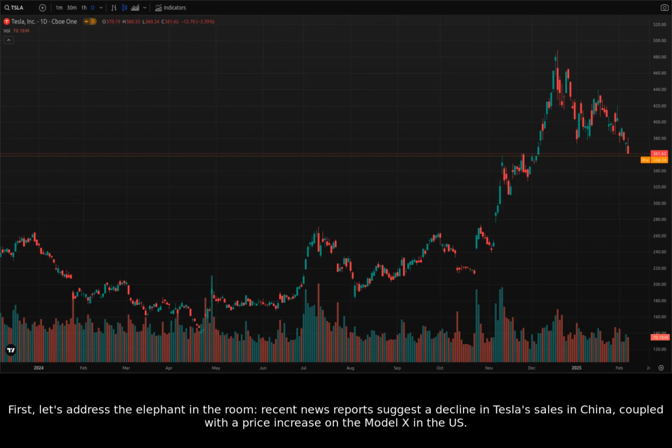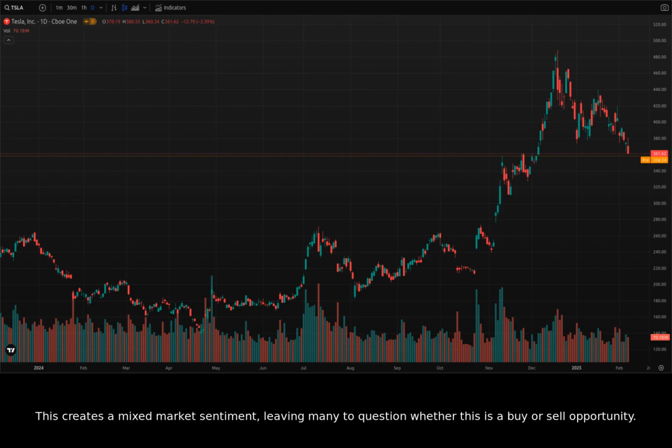Recent news reports suggest a decline in Tesla's sales in China, coupled with a price increase on the Model X in the US. This creates a mixed market sentiment, leaving many to question whether this is a buy or sell opportunity. However, let's now turn to the charts to see what they tell us.